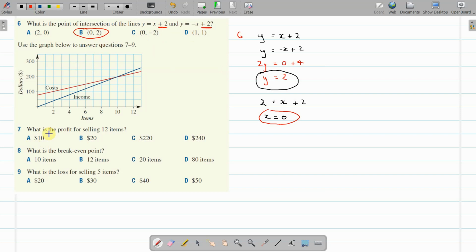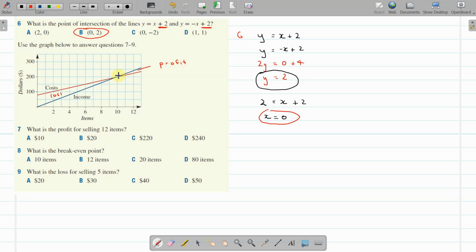Question 7. What is the profit for selling 12 items? We've got a graph here. Questions 7, 8 and 9 are all to do with this graph. We've got some business where the red line is their costs, and the income is the blue line. Everything here where the cost is higher than the income is where their loss is. And everything over here, where the income is greater than the costs, is profit.